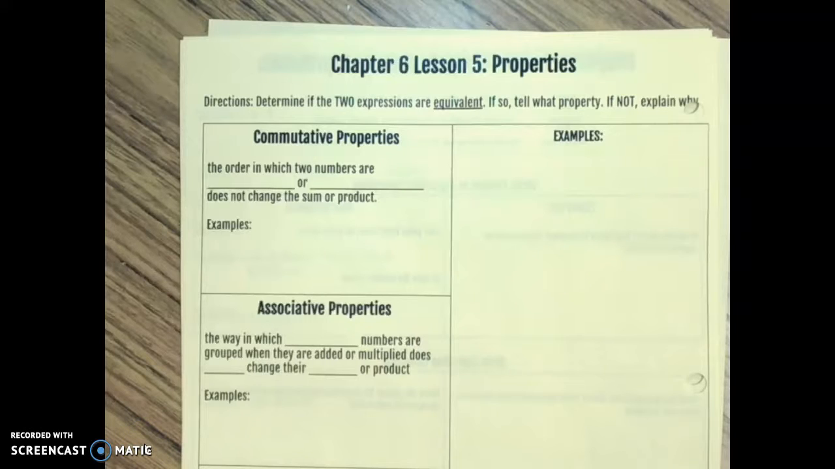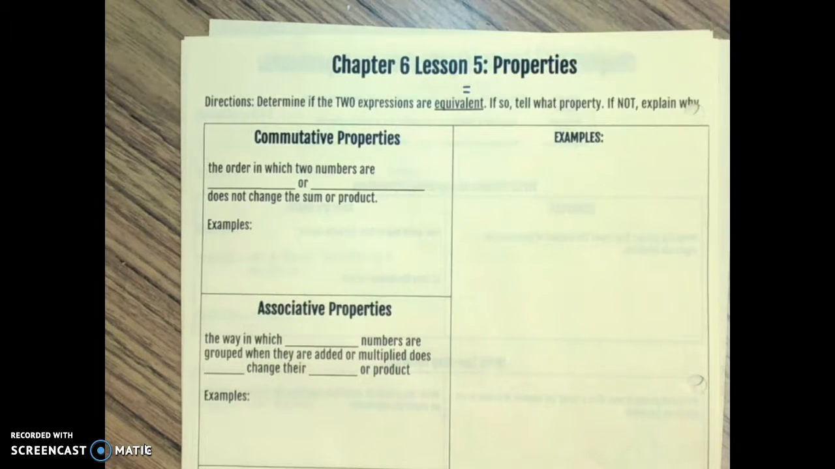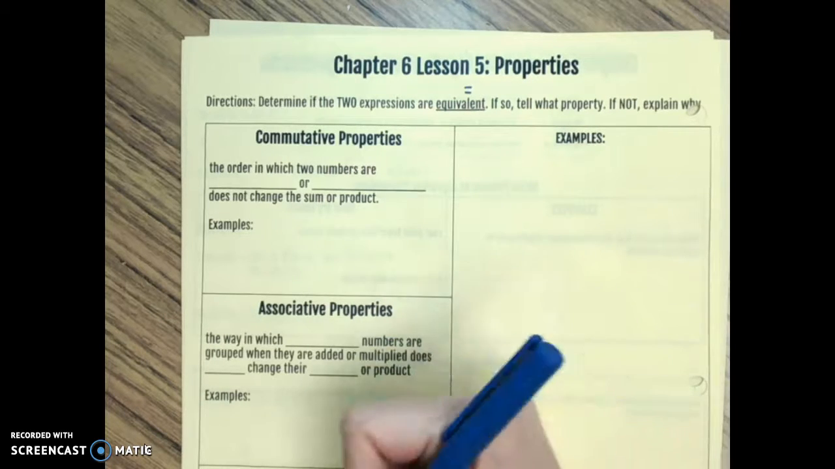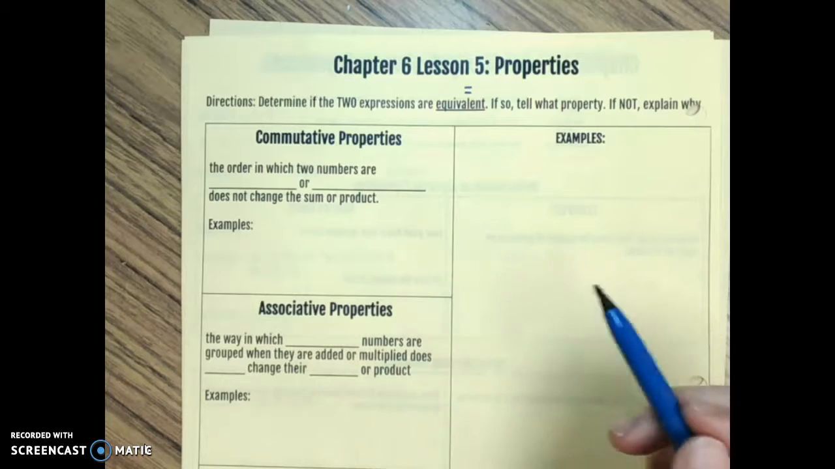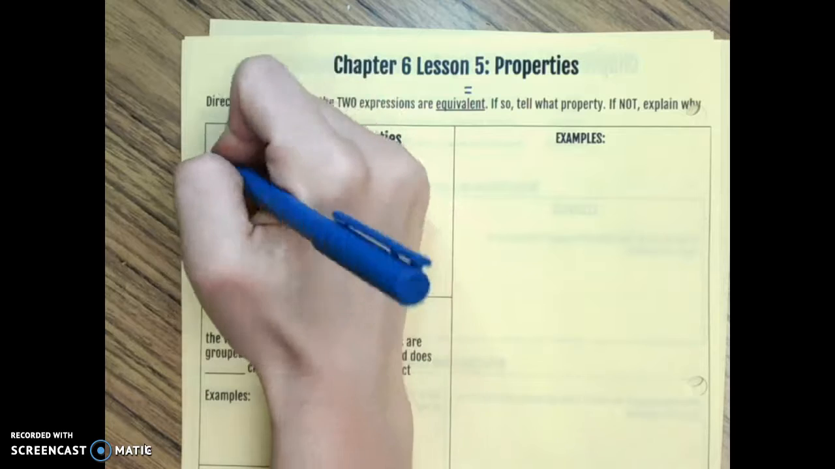Okay, today we're going to look at properties. So the directions say determine if the two expressions are equivalent. Remember, equivalent means equal. If they are, you're going to tell what property it is. If not, explain why. So first we're going to fill out this part, and then I'm going to give you some examples.